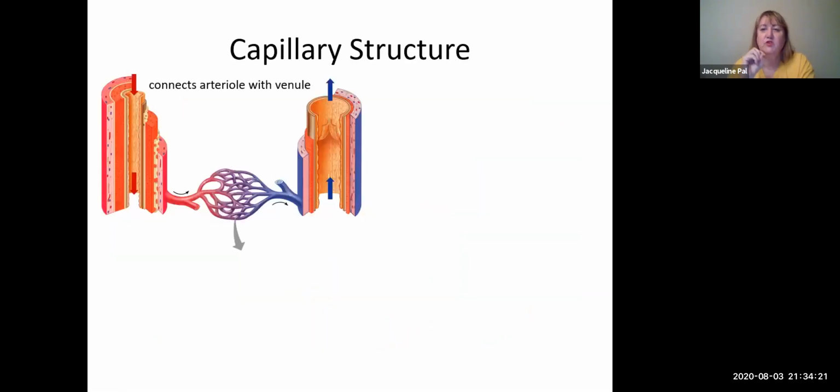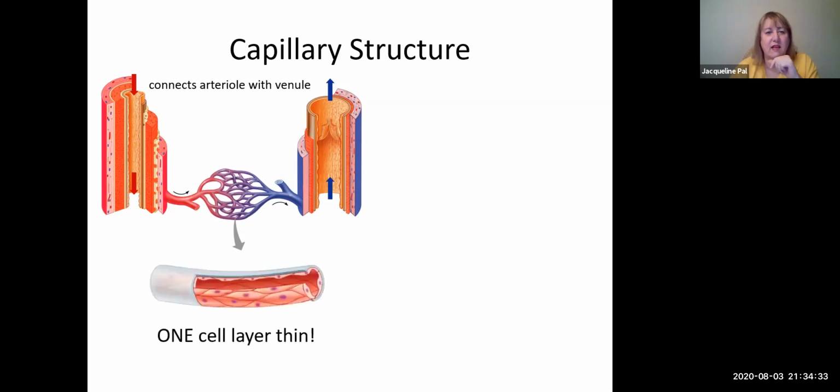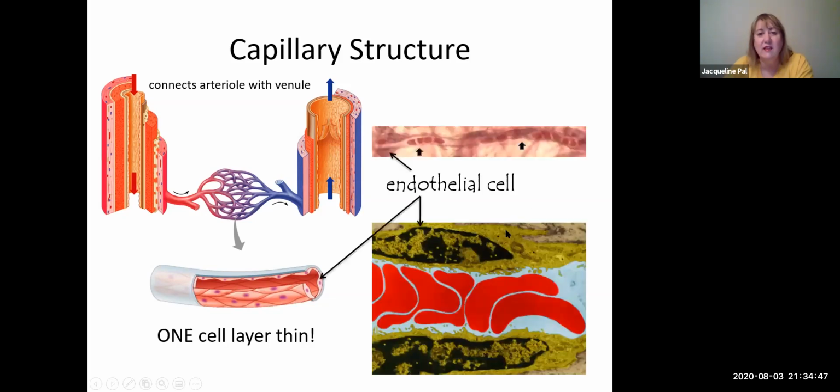So that's it for the structure of arteries and veins. Notice the differences between the two, but let's look at capillary structures, where capillaries connect the arteries and the veins. When we look at their wall, there's no tunica intima, tunica media, tunica externa. The wall is one cell layer. Okay, so it's just that simple squamous endothelium and its basement membrane. That's all there is in a capillary.